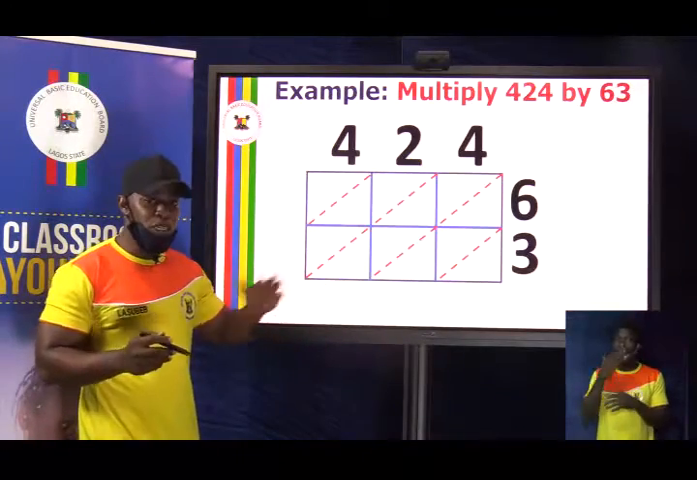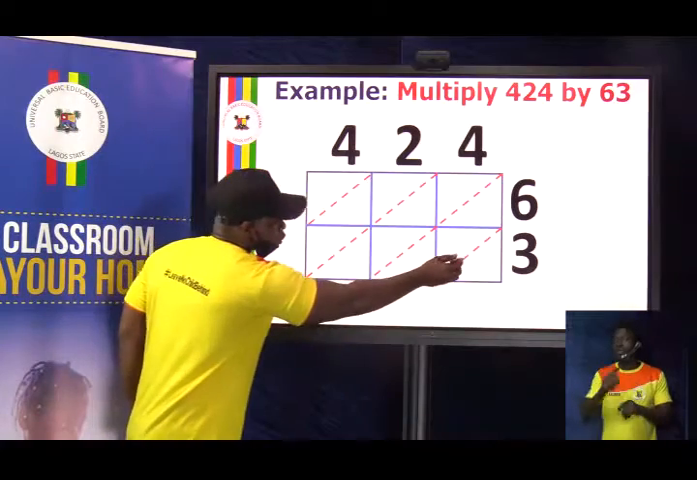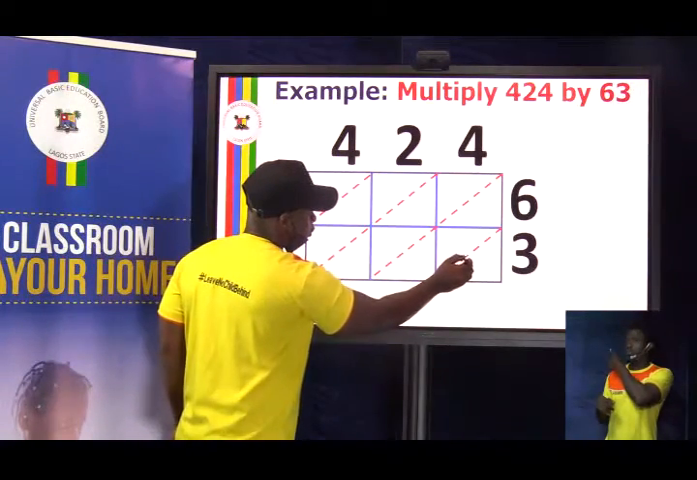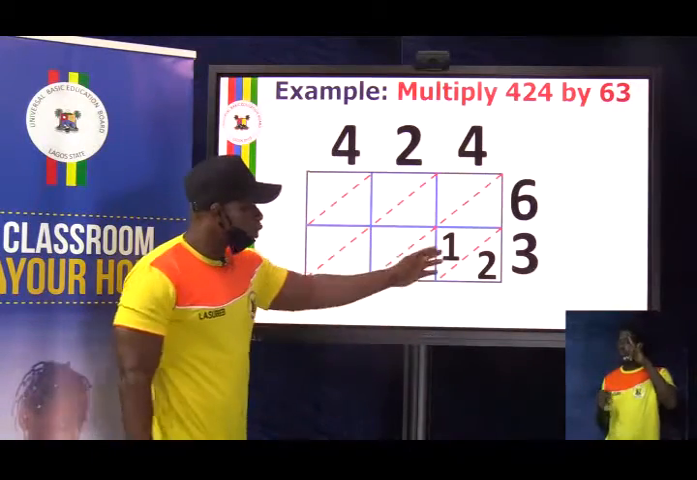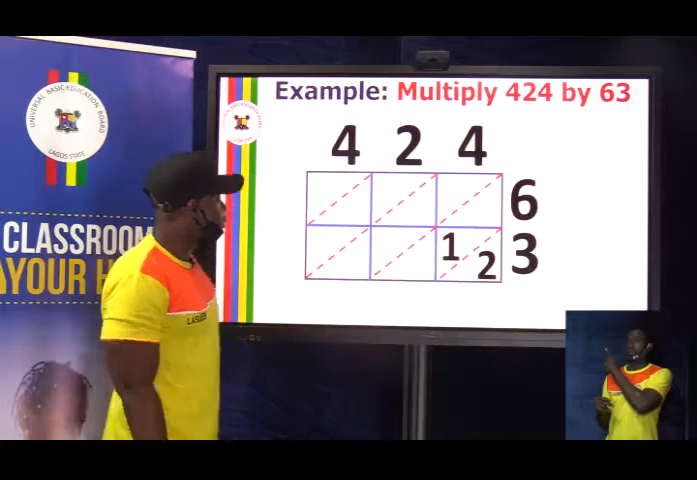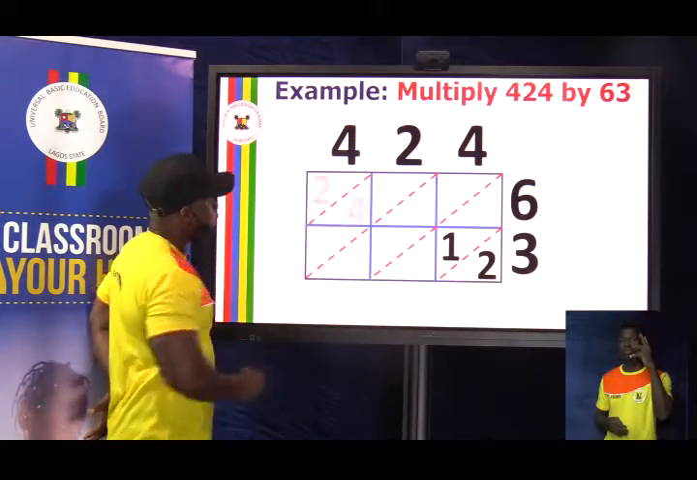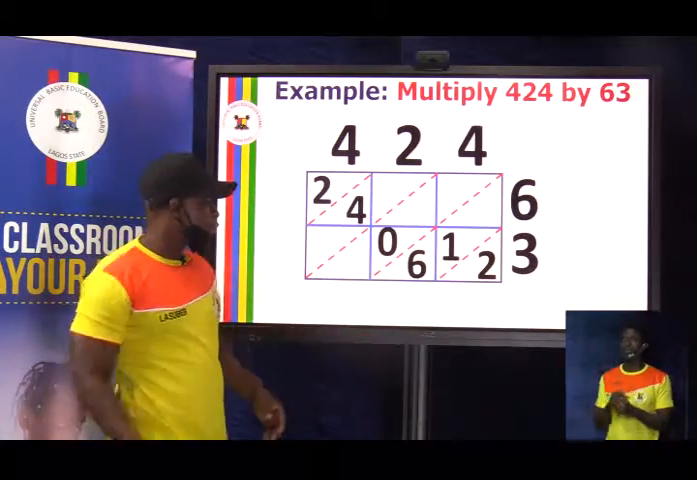Now, the beauty of this method is that you can start from any box you like. I like to start from here to show you that it's possible. In this box, 4 times 3 is 12. And I put 12 here, 1 here, 2 here. Now let me pick this one. Here I will have 4 times 6, and that is 24. Now let me pick this one, just to show you that you can start with any one.